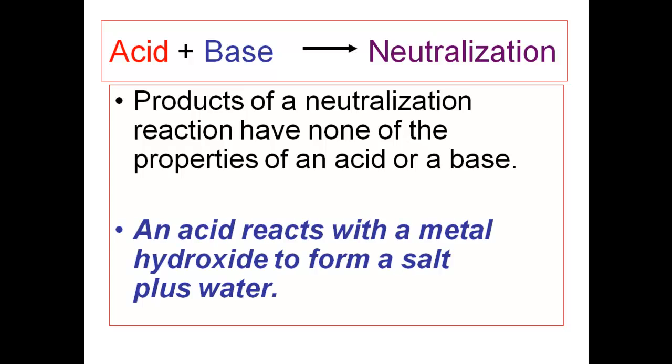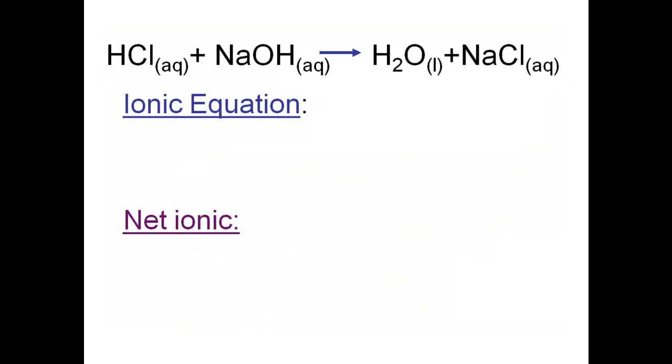The acid reacts with a metal hydroxide to form a salt plus water. So when you mix an acid and a base, your products are always water, H2O, and then a salt based on the ions from the acid and the base. Here is hydrochloric acid, a strong acid, mixing with sodium hydroxide, a strong base. And when they mix, the H from the acid bonds with the OH from the base, forming water. And then the chlorine ion from the acid will bond with the sodium from the base, forming NaCl.